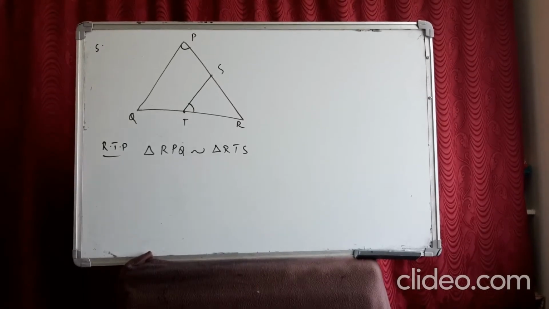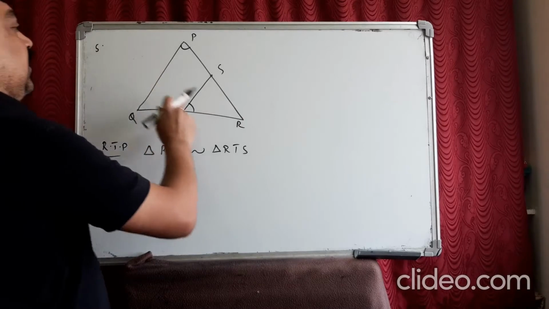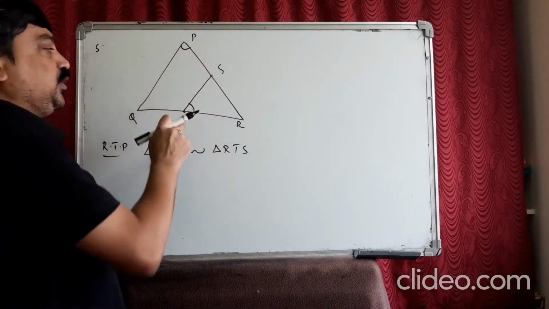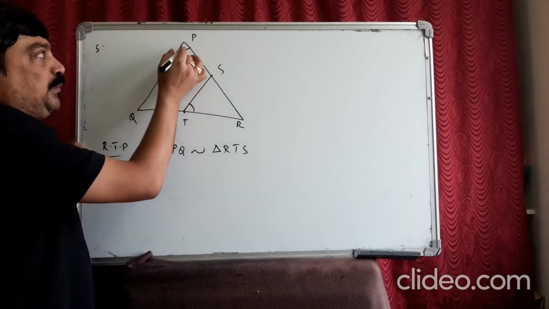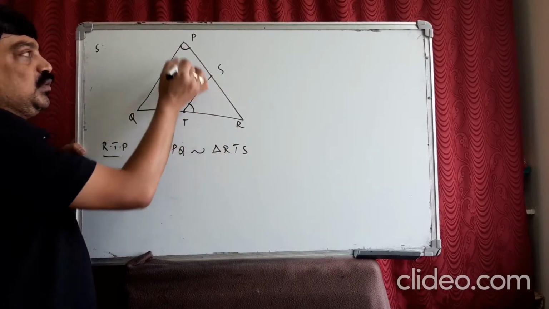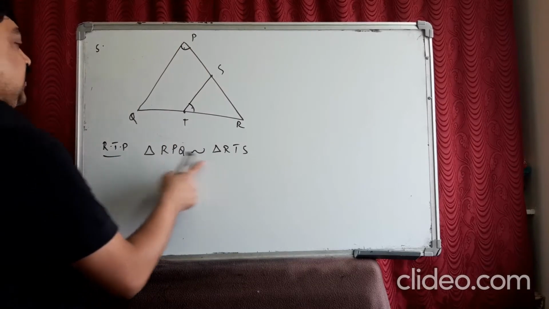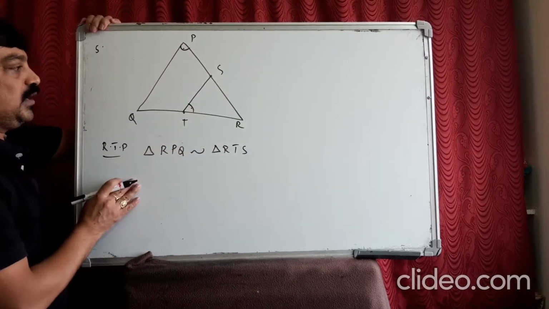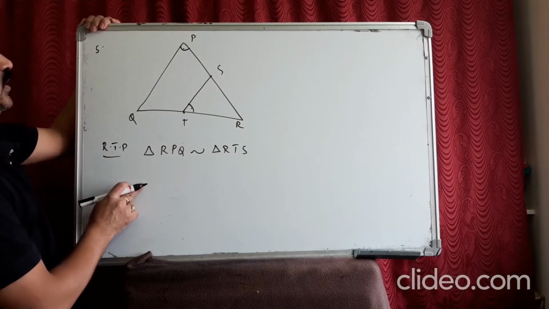Okay, in the fifth problem, what did they give? They gave a triangle PQR, and S and T are two points on PR and QR such that angle P is equal to angle RTS. This is equal to this. And you have to prove that this triangle is similar to this triangle. How? I'll tell you. Let us draw these two separately.